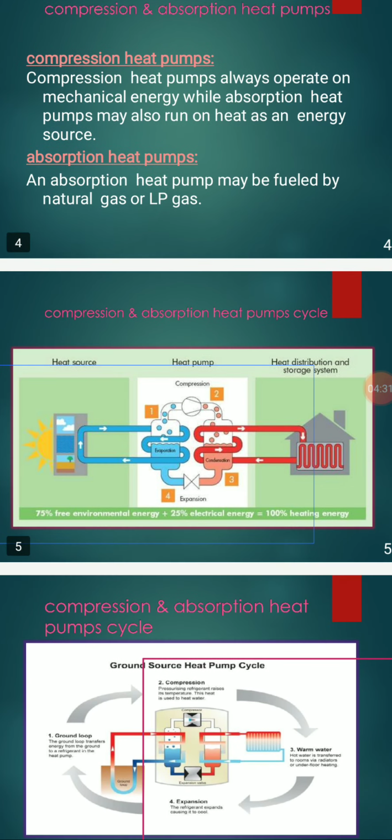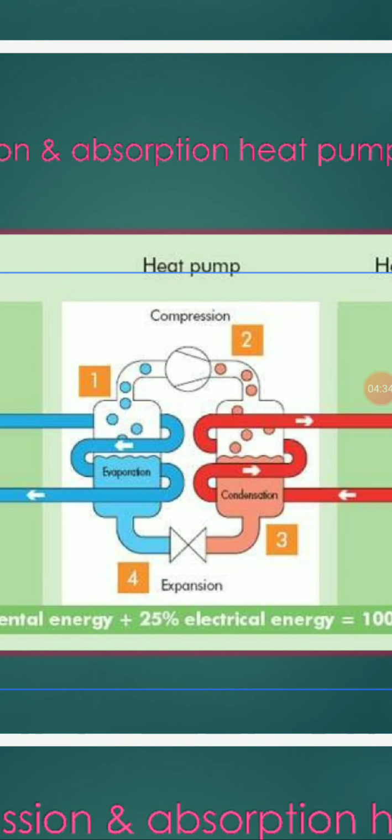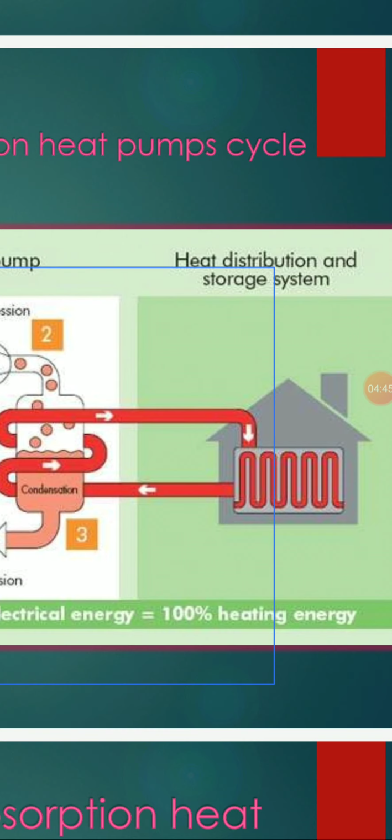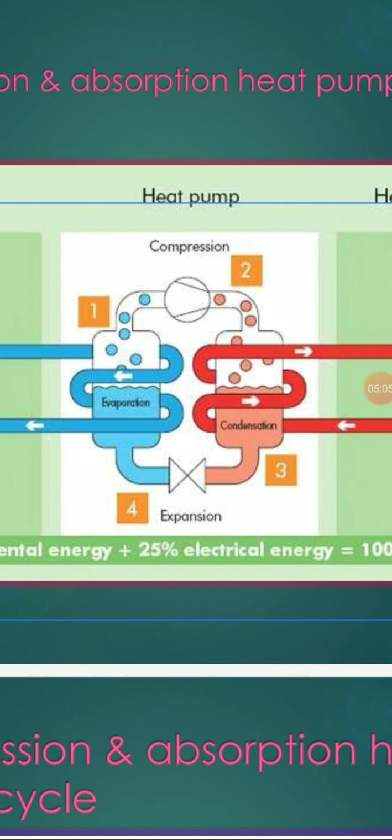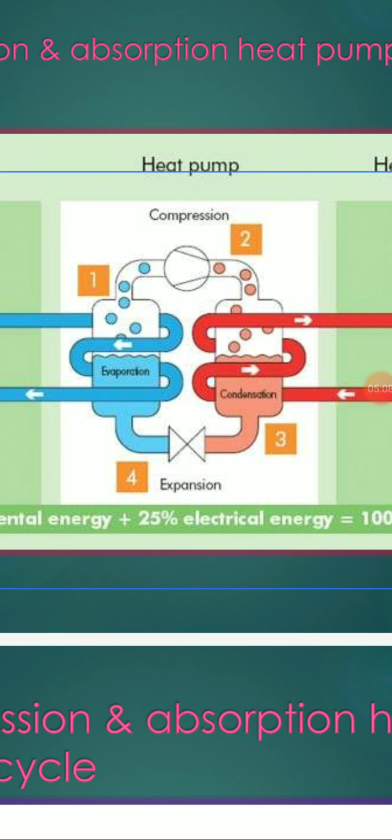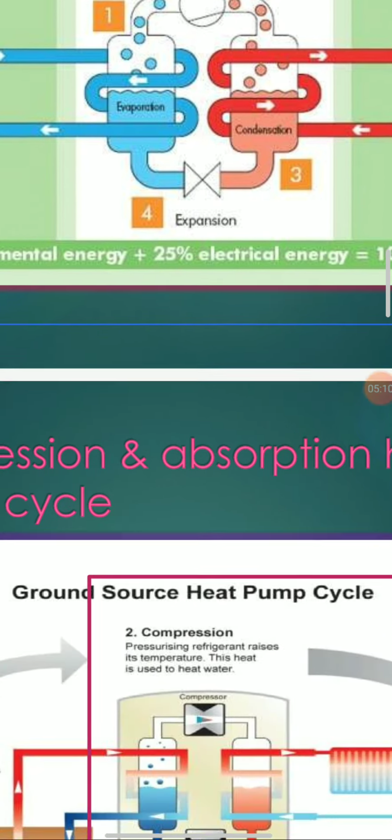As we discussed for the refrigeration system, you can observe the same components here. The only thing is the desired effect is heat rejection from the condenser to the place where it is required. Here it is the heat distribution and storage system. You have the same condenser, expander, evaporator and compressor. This compressor is driven by electrical means in the case of a compression system. If it is an absorption system, in place of the compressor we have an absorber and a generator, and that is a different story.